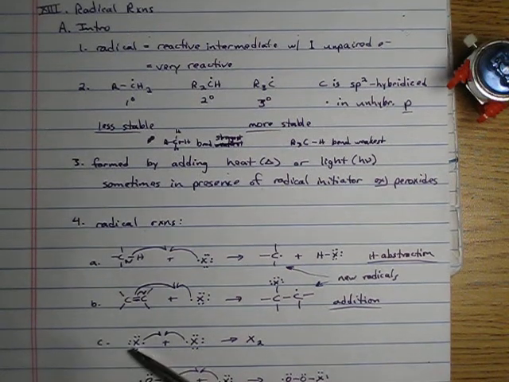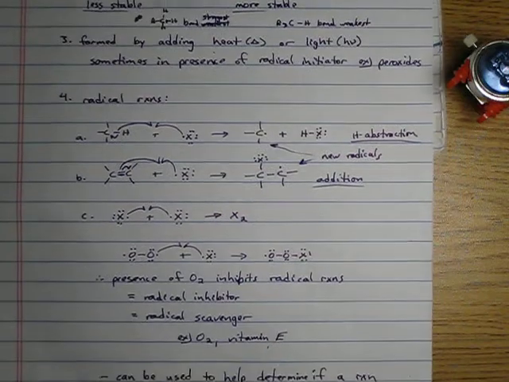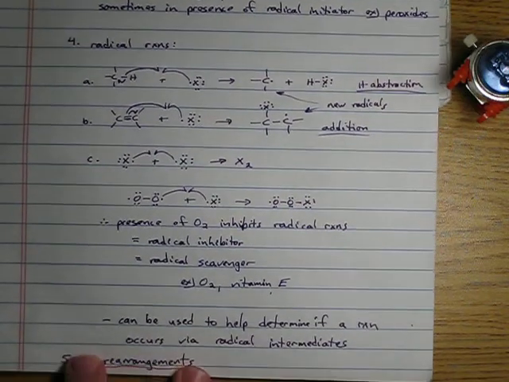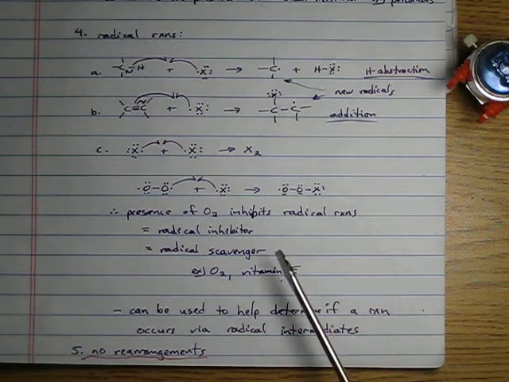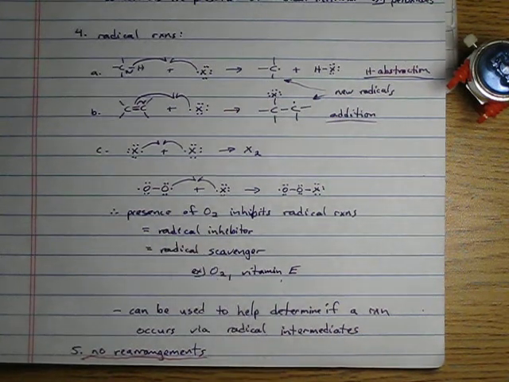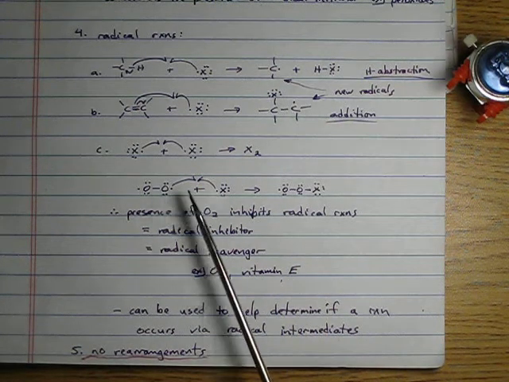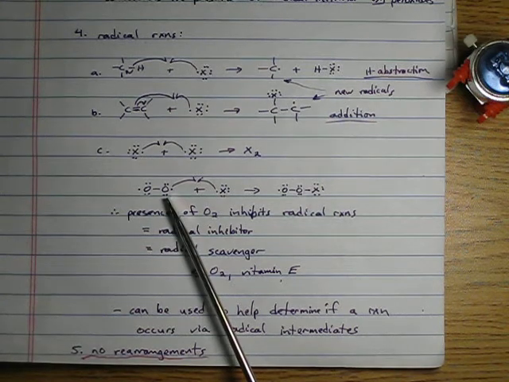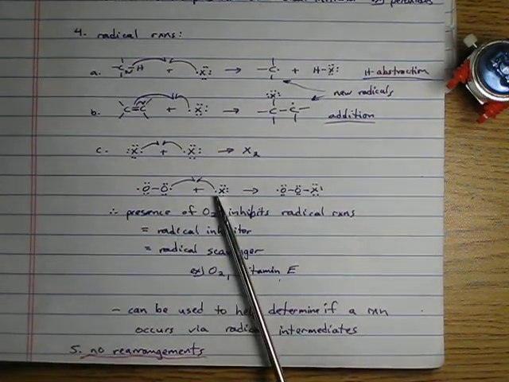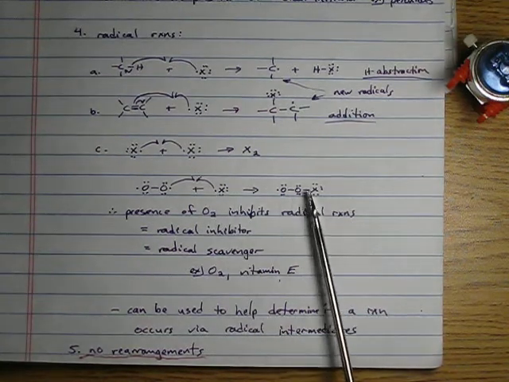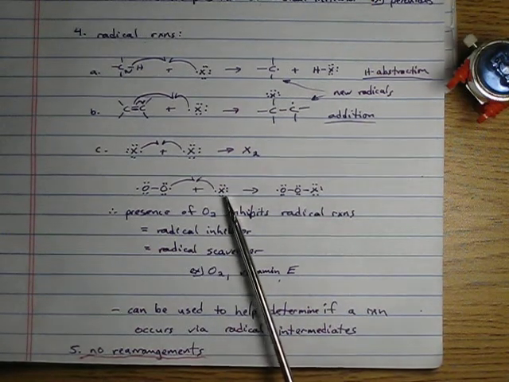Note, here's our two radicals, make X2. When we do reactions, what we find is, if you recall from molecular orbital theory, the O2 molecule has two unpaired electrons in it. O2 is a radical, which means if there's oxygen around, it's pretty reactive. It's going to react with a radical to make this beast over here, and we get rid of this radical.